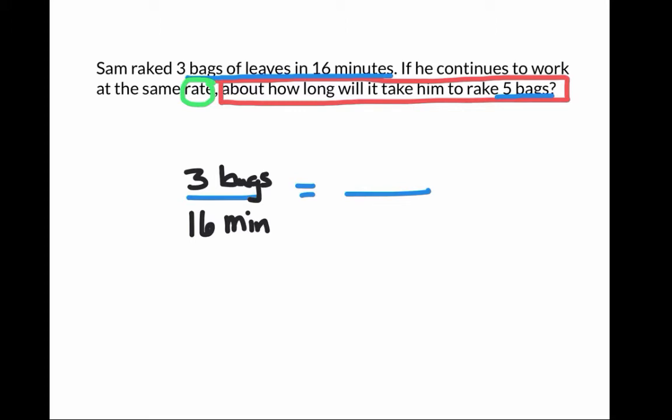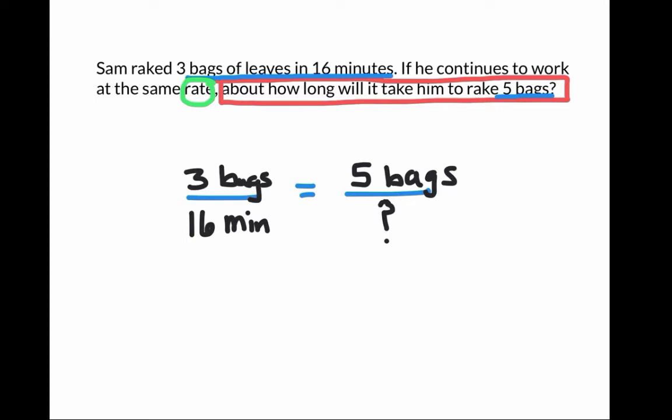Now I'm going to set up my other one. It says if he continues to work at that exact same rate, where it's 3 bags every 16 minutes, about how long will it take him to rake 5 bags? Now where would 5 bags go? It would go right on top here because I have bags and I want to have bags across. So let's write 5 bags. Do this with me. And then it says about how long will it take him? Do we know how long it's going to take him to rake 5 bags? No, so that is my question mark or my variable. Remember, a variable stands for an unknown.